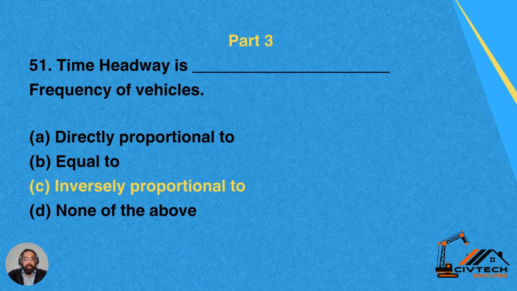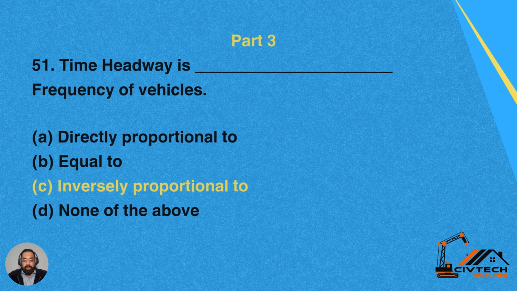Question 51. Time headway is dash frequency of vehicles. Option A, directly proportional to. Option B, equal to. Option C, inversely proportional to. Option D, none of the above. Option C is the correct answer. It's inversely proportional to the frequency of the vehicles. Time headway is inversely proportional to the frequency of vehicles.